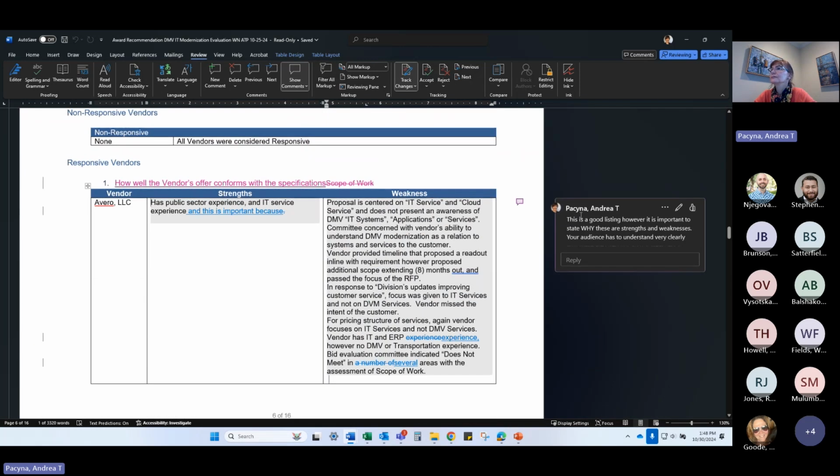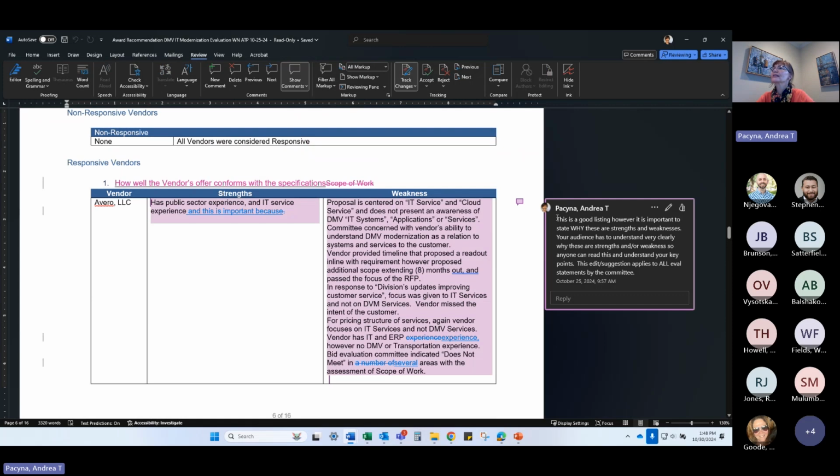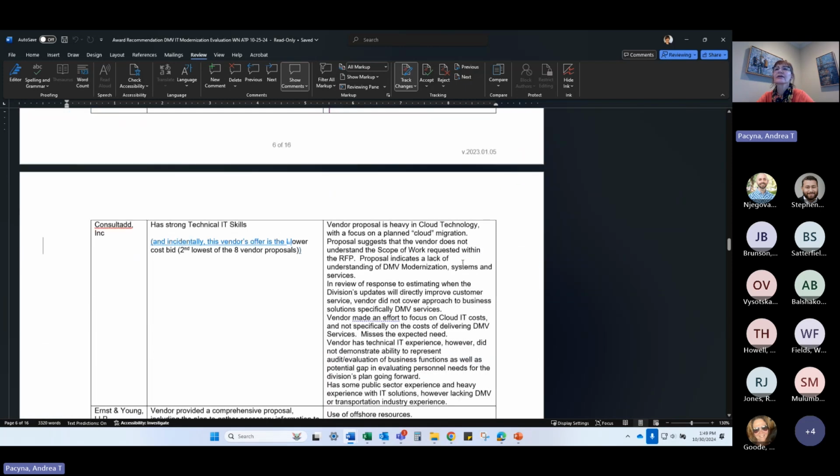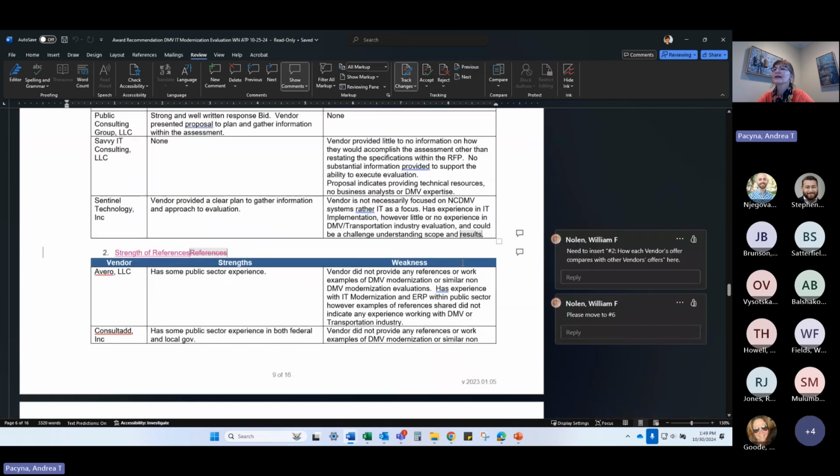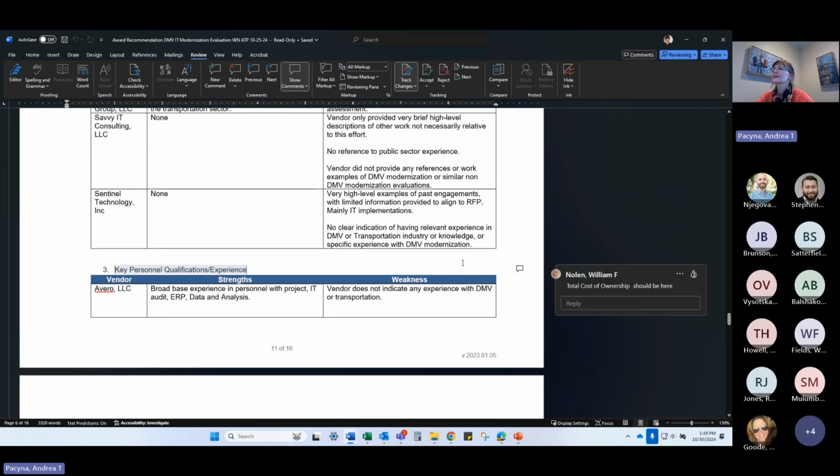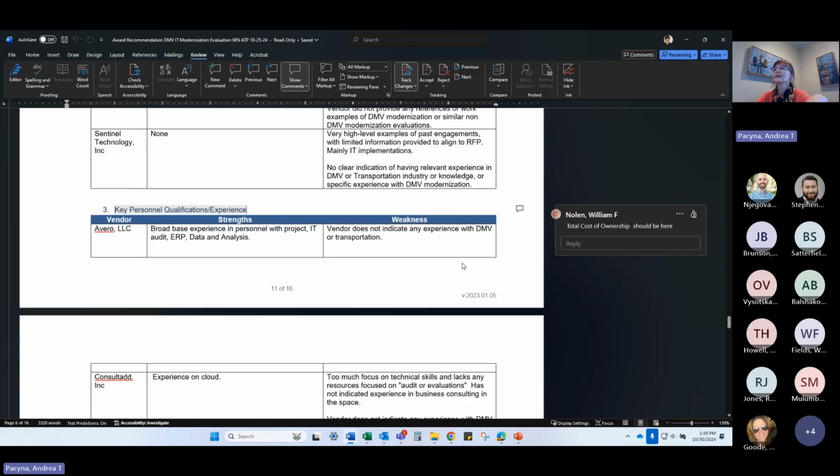I think here's what I wrote before. This is a good listing. However, it is important to state why these are strengths and weaknesses. Your audience has to understand clearly why these are strengths and or weaknesses so any person off the street can read and understand. And I said this edit and suggestion applies to all eval criteria. So they're going and redoing this. And by the way, Bill's doing this all while the E-approvers are reviewing, so we can do that.